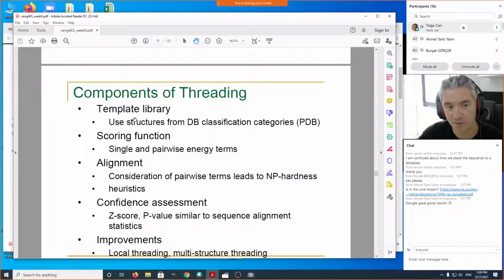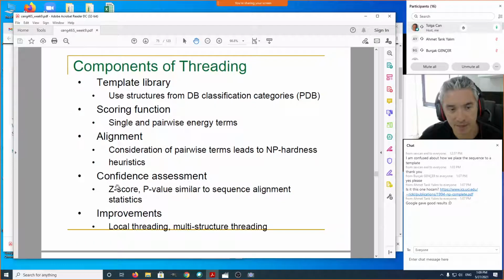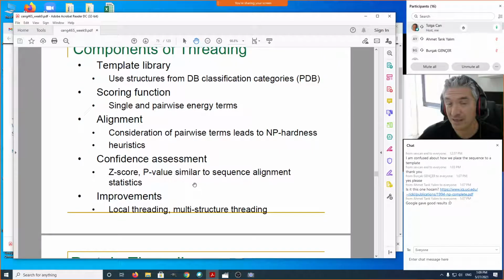But what we do is we first build this template library, then our scoring function gives a score to that alignment, and then we assign our confidence whether that alignment is good or not, whether that sequence prefers that structure or not. So basically we find the foot that best fits the shoe. This is what is done for this confidence assessment level.